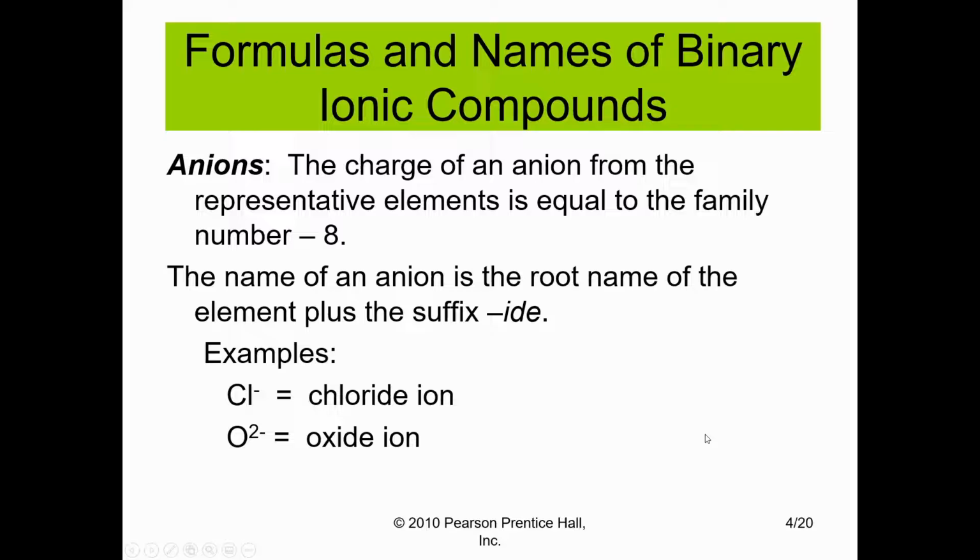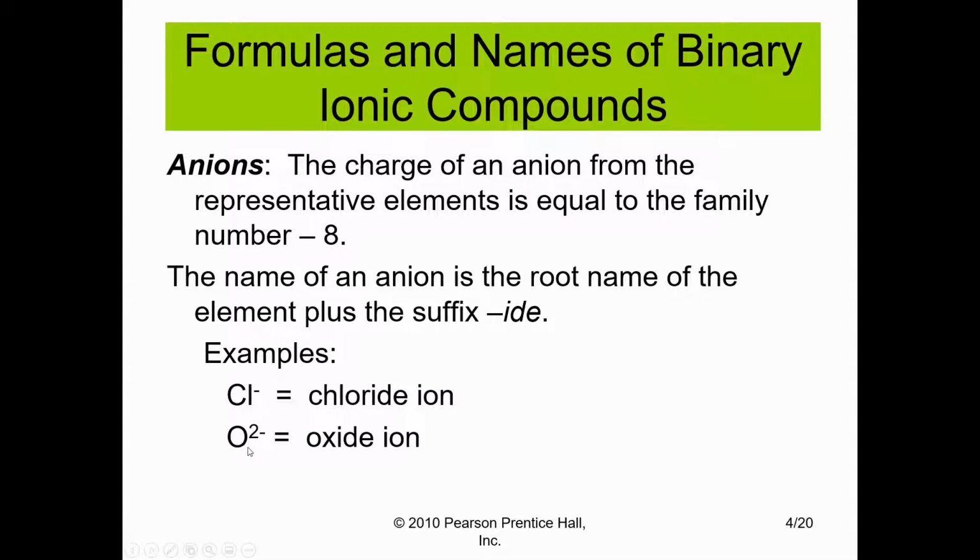An anion has a little bit different naming schematic. The charge of an anion from the representative element is equal to the family number -8. The name of the anion is going to have a suffix. So in this case, when we take an element and convert it into an anion, we're going to add the suffix IDE to the end. So chlorine, as an ion, will become the chloride ion.